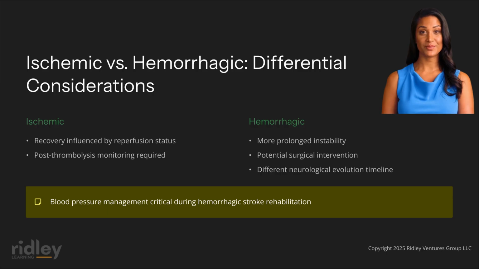Hemorrhagic stroke, encompassing both intracerebral hemorrhage and subarachnoid hemorrhage, involves direct tissue destruction and mass effect from the hematoma, secondary injury from perihematomal edema and inflammation, and risks of rebleeding and hydrocephalus that complicate early management. Rehabilitation protocols for hemorrhagic stroke patients must account for the more prolonged period of medical instability, the potential need for surgical intervention or ventricular drainage, and the different timeline of neurological evolution compared to ischemic presentations.